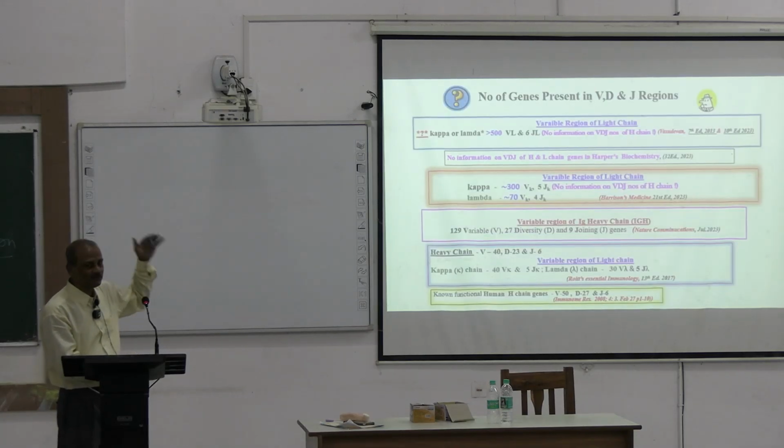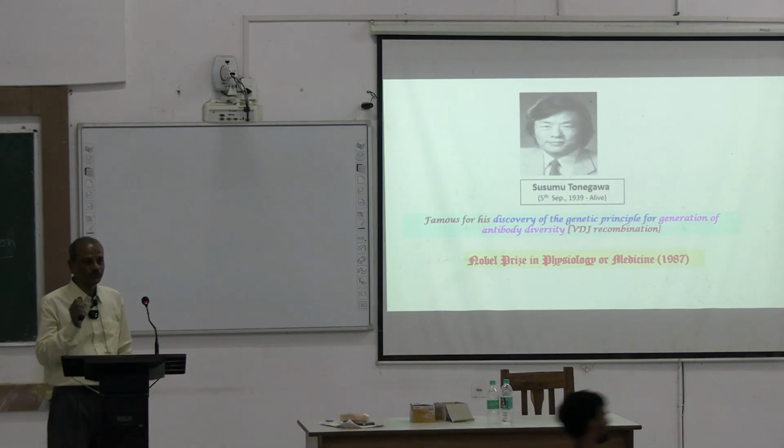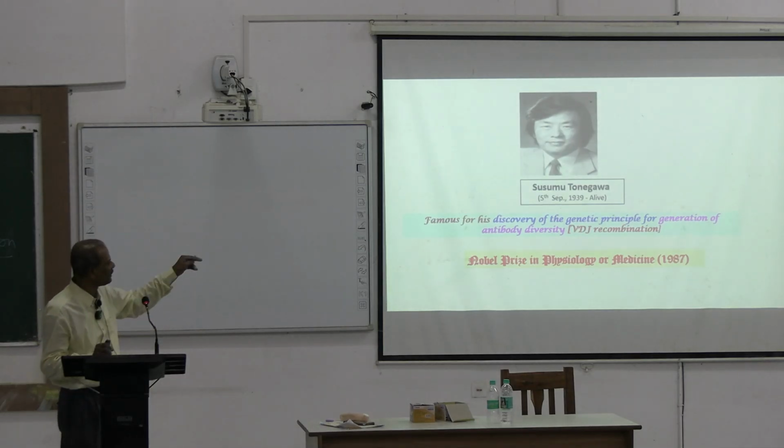I have checked many sites for how many genes are actually present, and from multiple sources I got confused. And Susumu Tonegawa was the person who got the Nobel Prize in 1987.